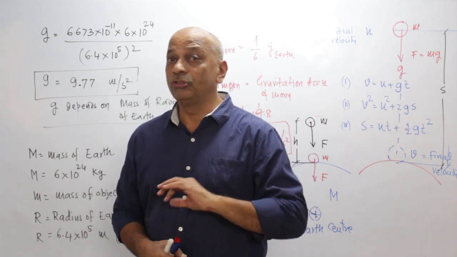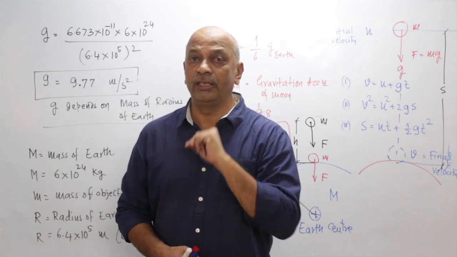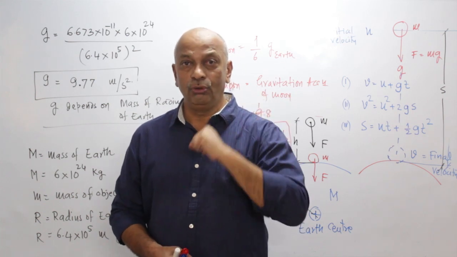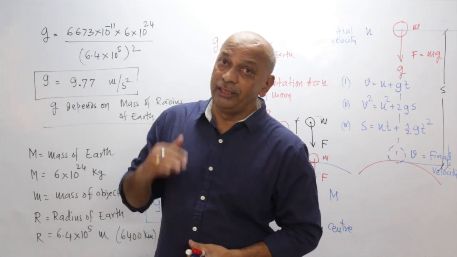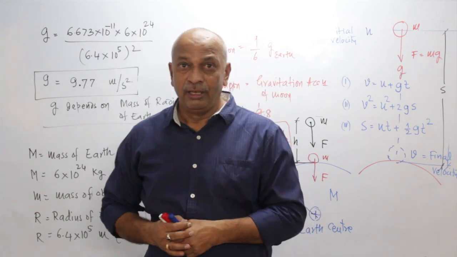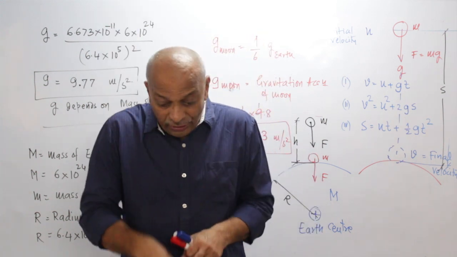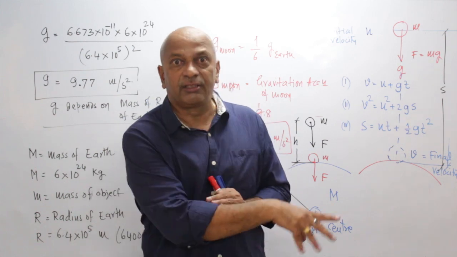But g is not constant on the earth. It is different on the equator, it is different on the pole, the g is different at certain heights, and g is different if you go inside the earth.